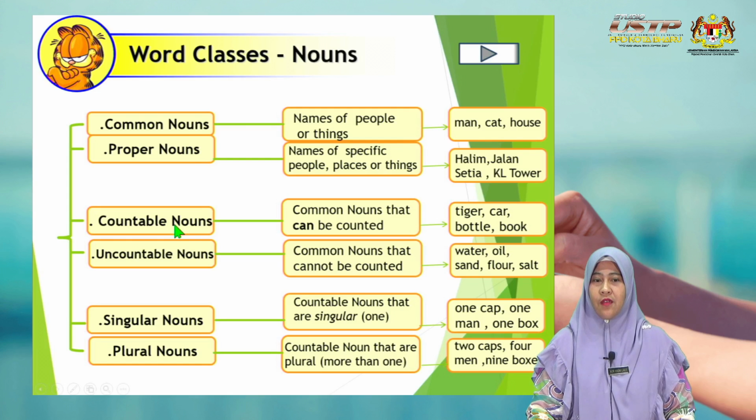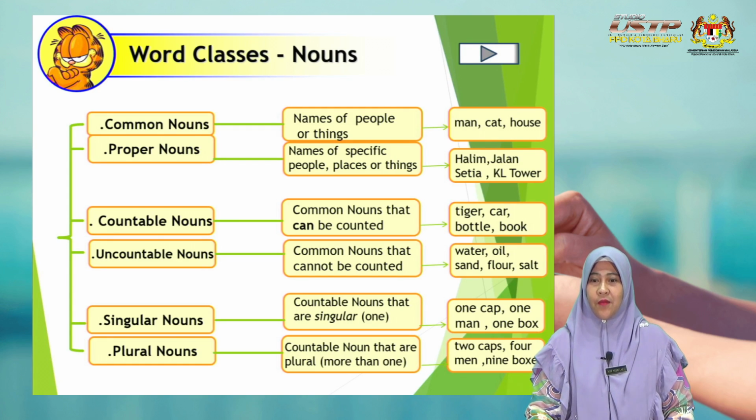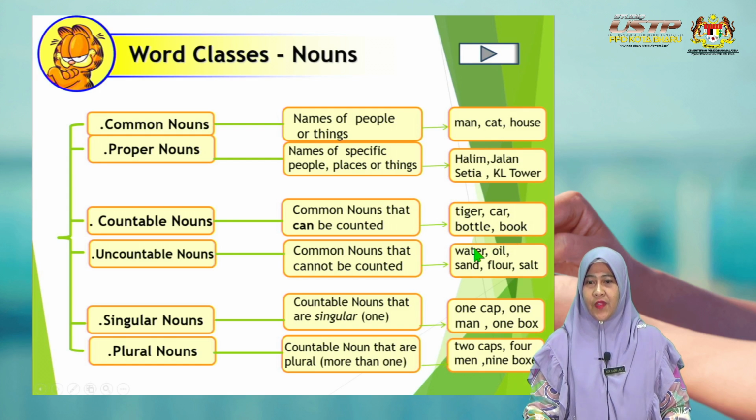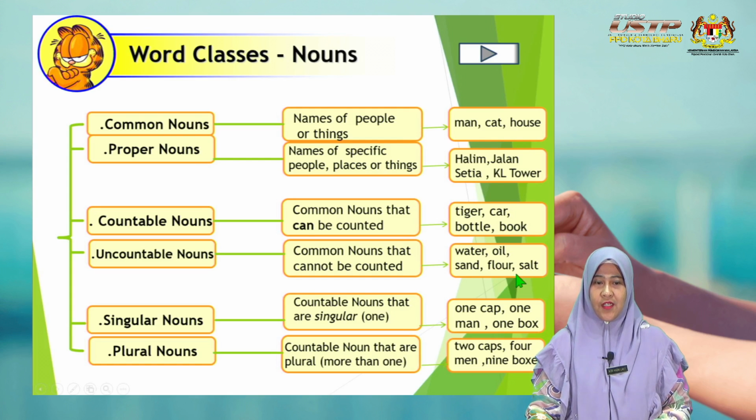Countable nouns refer to common nouns that can be counted. For example, tiger, car, bottle, book. Uncountable nouns refer to common nouns that cannot be counted. For example, water, oil, sand, flour, salt.